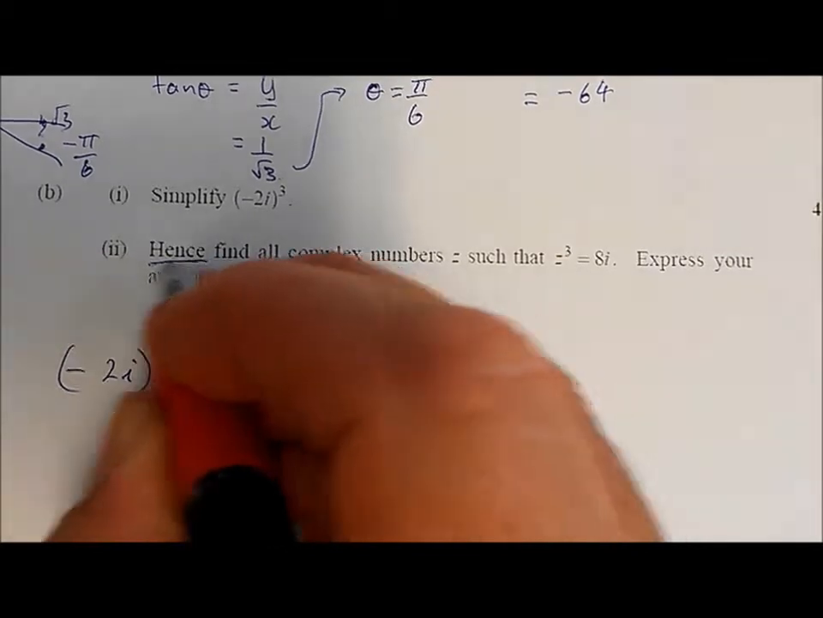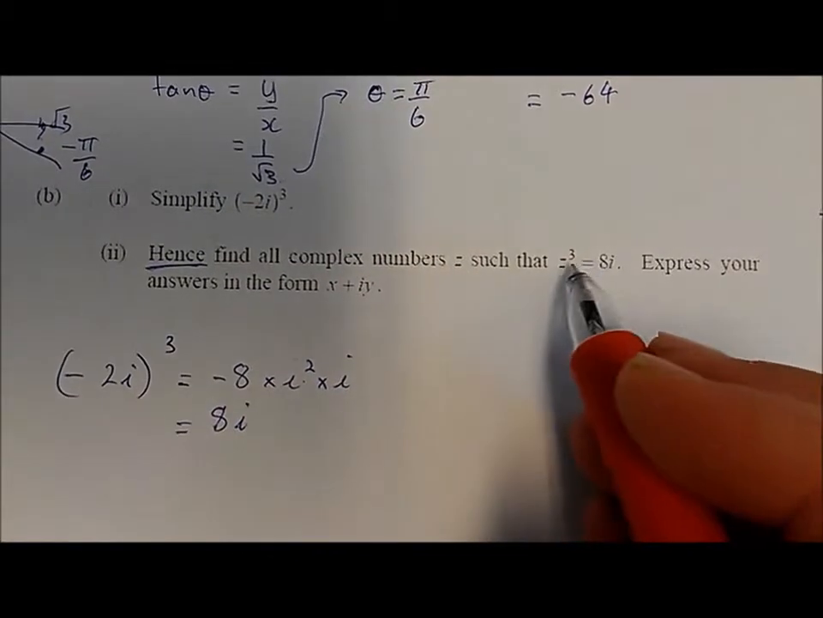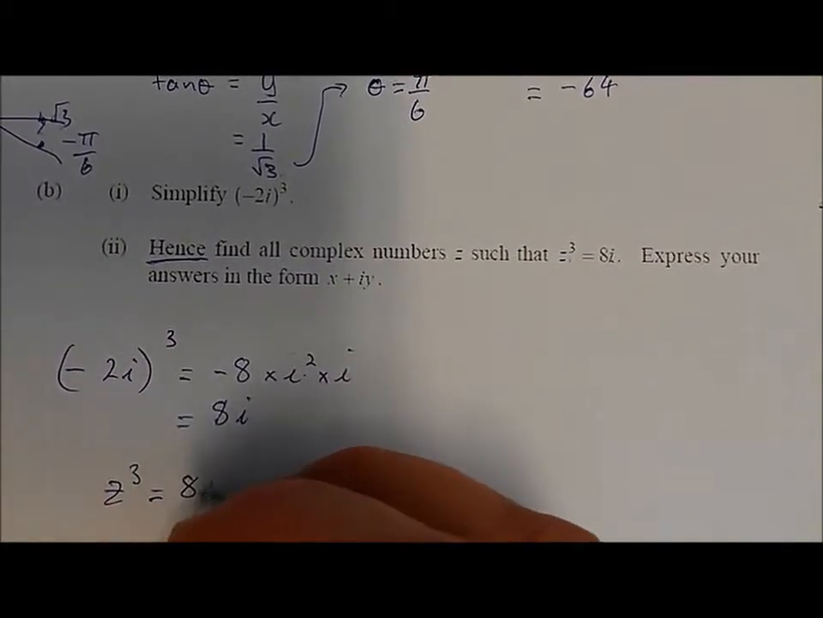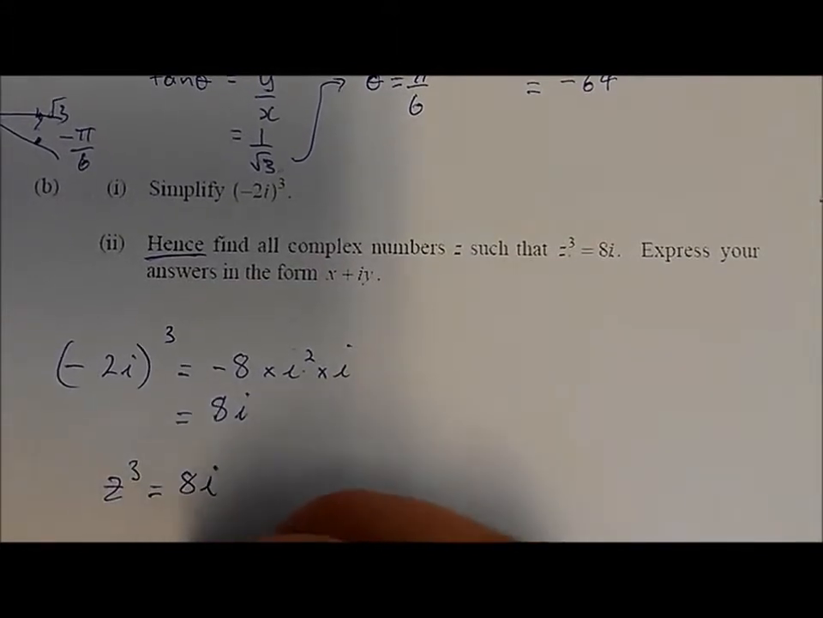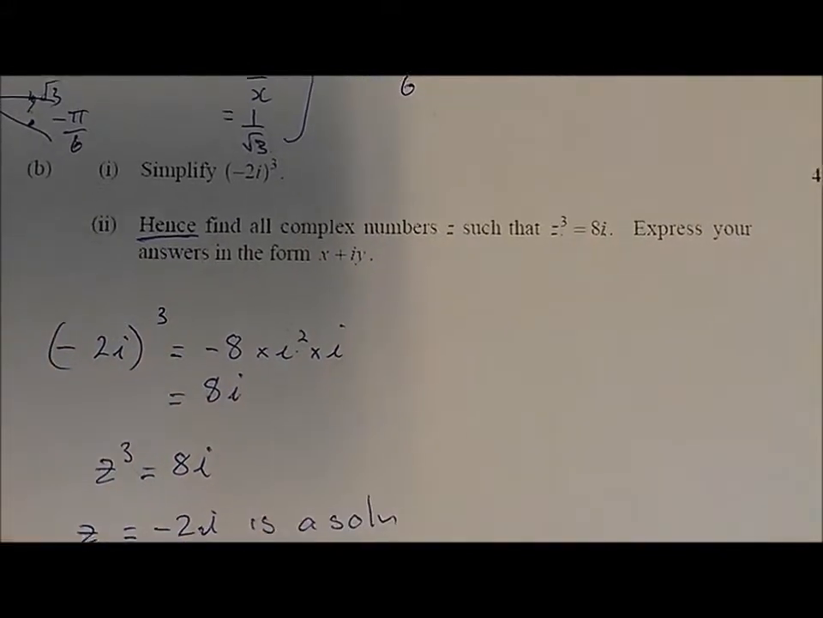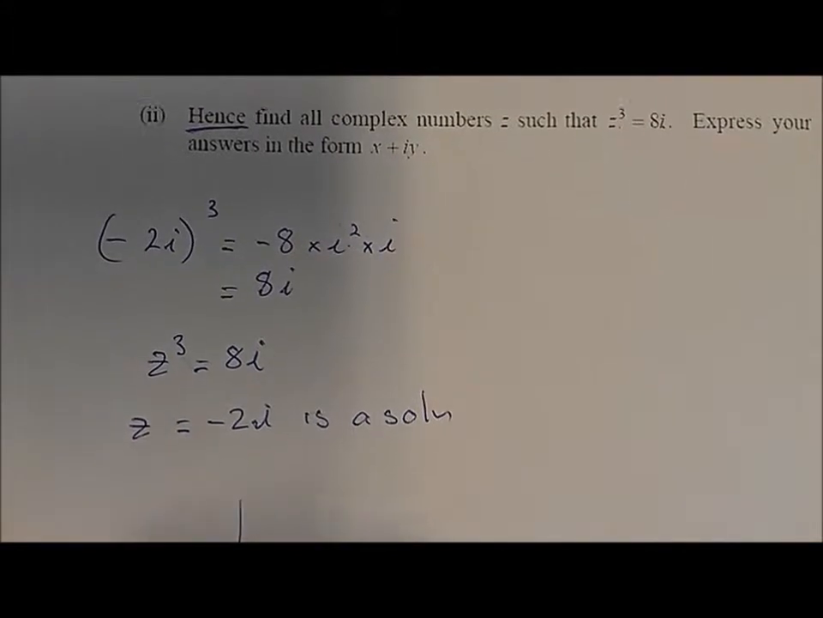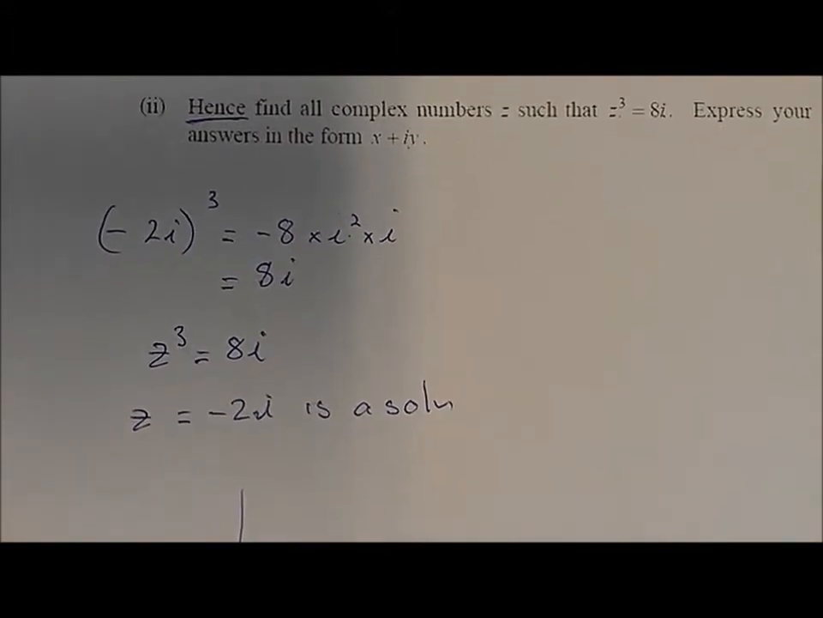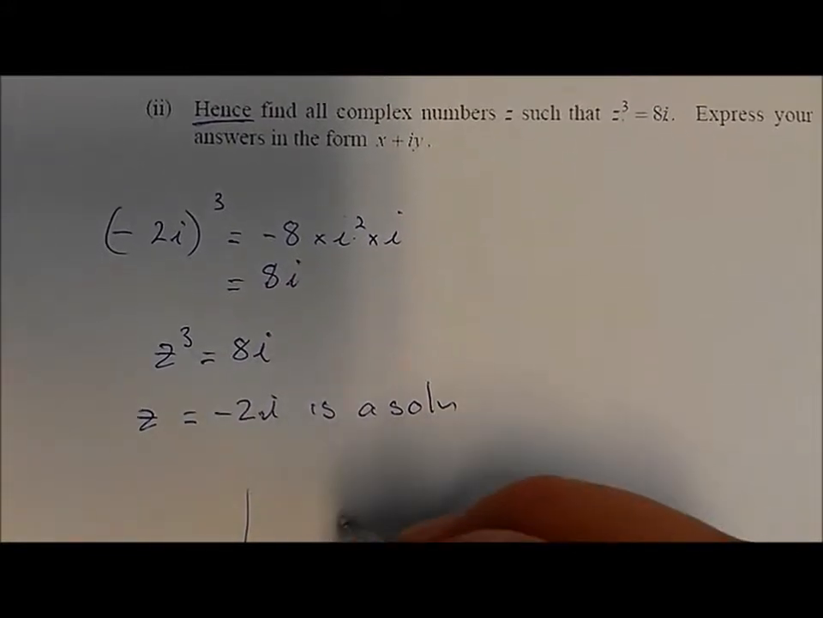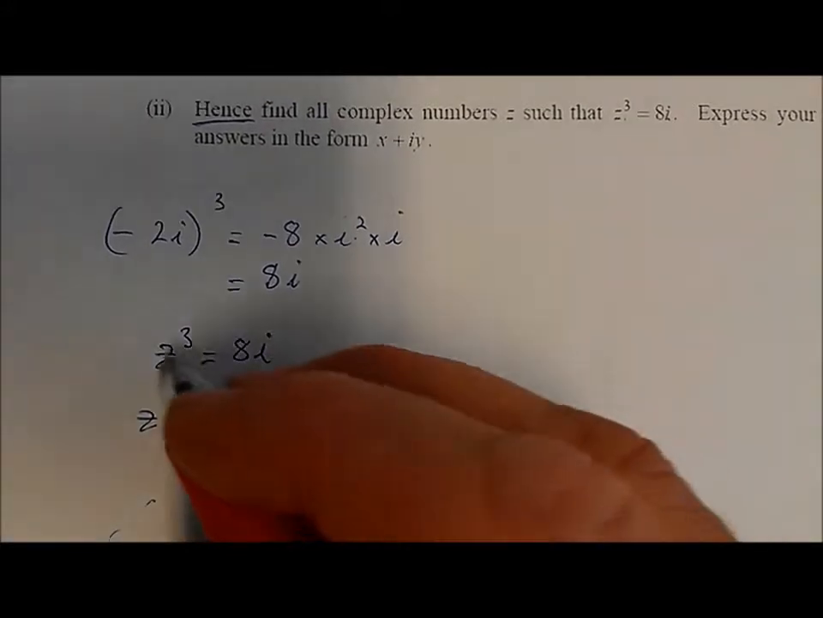Hence is an important word. Use what you've just done. Hence, find all complex numbers z such that z cubed equals 8i. Well, if z cubed equals 8i, then z equals negative 2i is a solution. And if it's a solution, I can find the other solutions by plotting negative 2i down here. All other solutions will be equally spaced around a circle of radius 2, so there's going to be 3 solutions in total.